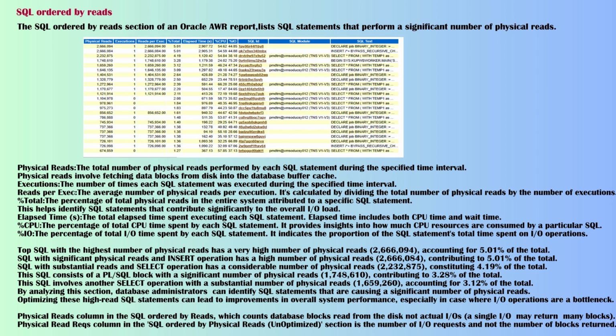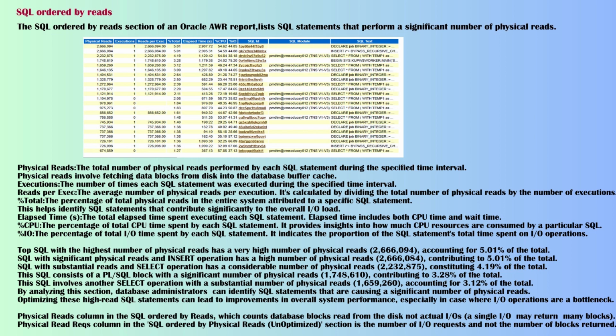By analyzing this section, database administrators can identify SQL statements that are causing a significant number of physical reads. Optimizing these high-read SQL statements can lead to improvements in overall system performance, especially in scenarios where I/O operations are a bottleneck. Physical reads column in the SQL ordered by reads counts database blocks read from the disk, not actual I/Os. A single I/O operation may return many blocks from disk.